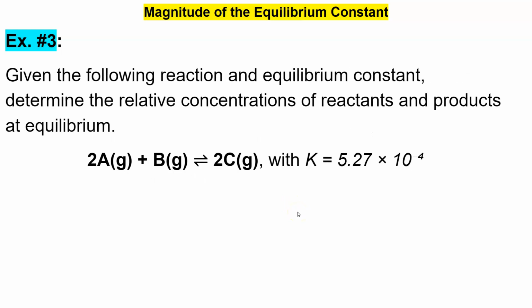Okay, here's another reaction. It says, given the following reaction and equilibrium constant, determine the relative concentrations of reactants and products at equilibrium. Okay, so here K is very small. It's times 10 to the negative 4. So that means the reactants are going to be favored. At equilibrium, there's going to be significantly more A and B compared to C.